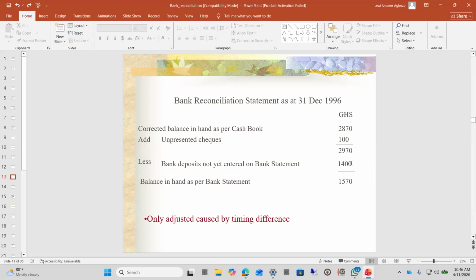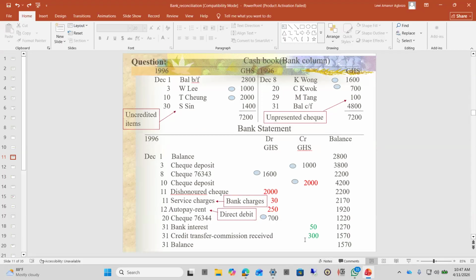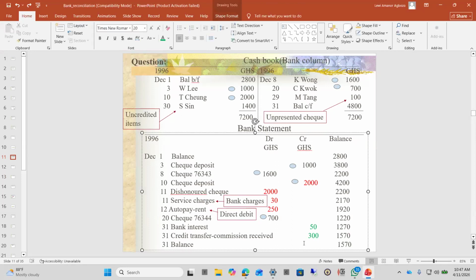So you less it from this figure. As soon as you less that from it, you should get what the balance of the bank statement is. So you less 1,400 from 2,970, and what it gave you is 1,570. Is that correct? So let's go back to our bank statement and see what the balance was. 1,570. So it means our reconciliation has balanced. Is that okay? Yes, sir. Any question?